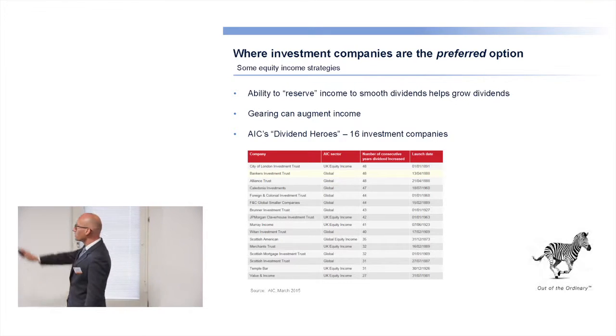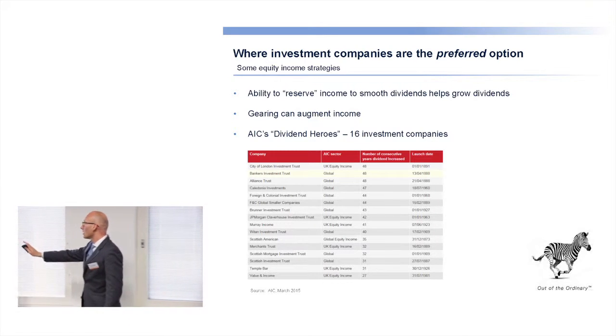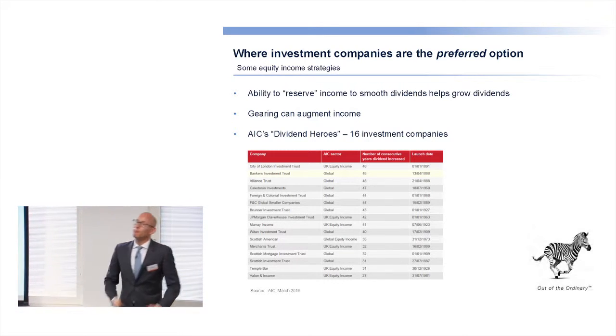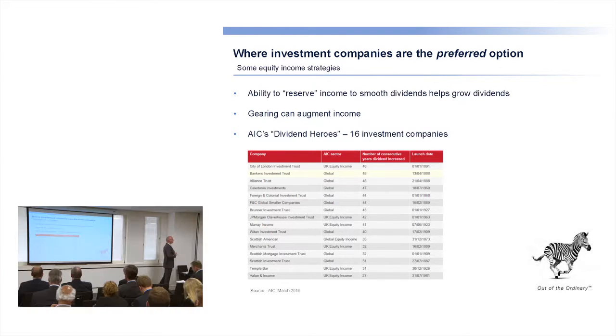I won't dwell on this. Nick has mentioned this very, very well already, but clearly the ability to retain and smooth out your dividend flow is very, very important for investment companies. And with an aging population, the benefits that investment companies have over open-ended funds in terms of being able to smooth out and provide a progressive, sustainable dividend is really, really important for this sector.